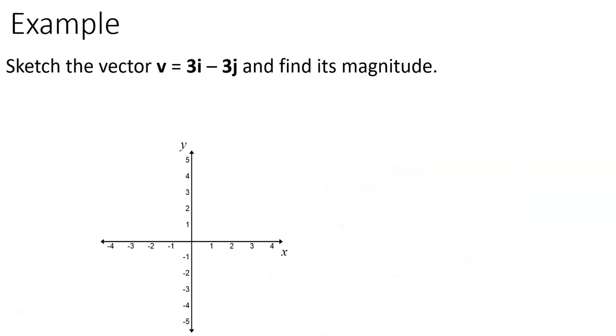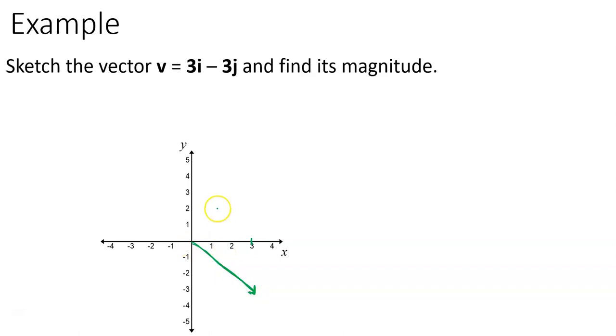All right, so let's try one that's written in ij form. It says, sketch the vector 3i minus 3j, find its magnitude. So what does this mean? That means we go 3 units in the i direction, and then the j direction is the y-axis, but it's going down. So this is my head. My tail is at the origin. There's my vector.